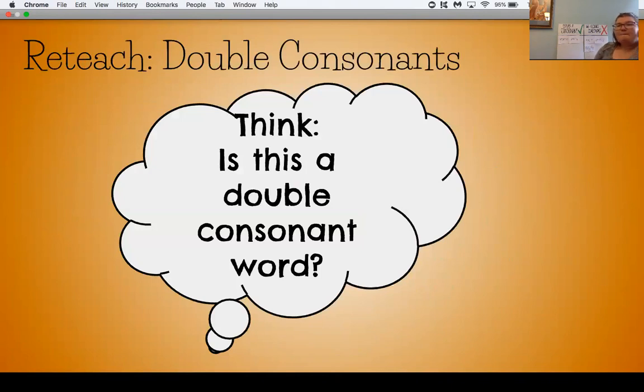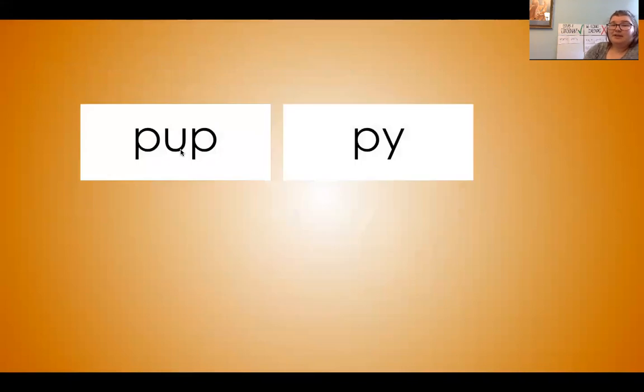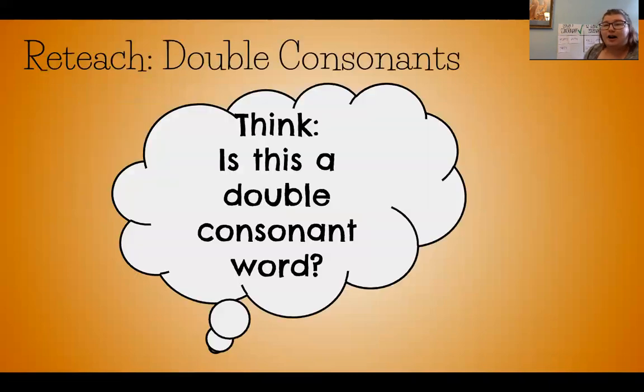Okay, our next word is puppy. Puppy. What is our first syllable in puppy? Right, pup. And what is our second syllable? P. So our first syllable needed to be closed in, while our second syllable had to be left open. So is this a double consonant word? It sure is. Great work. We have 2 more. Hang in there. Doing all of this hard thinking.